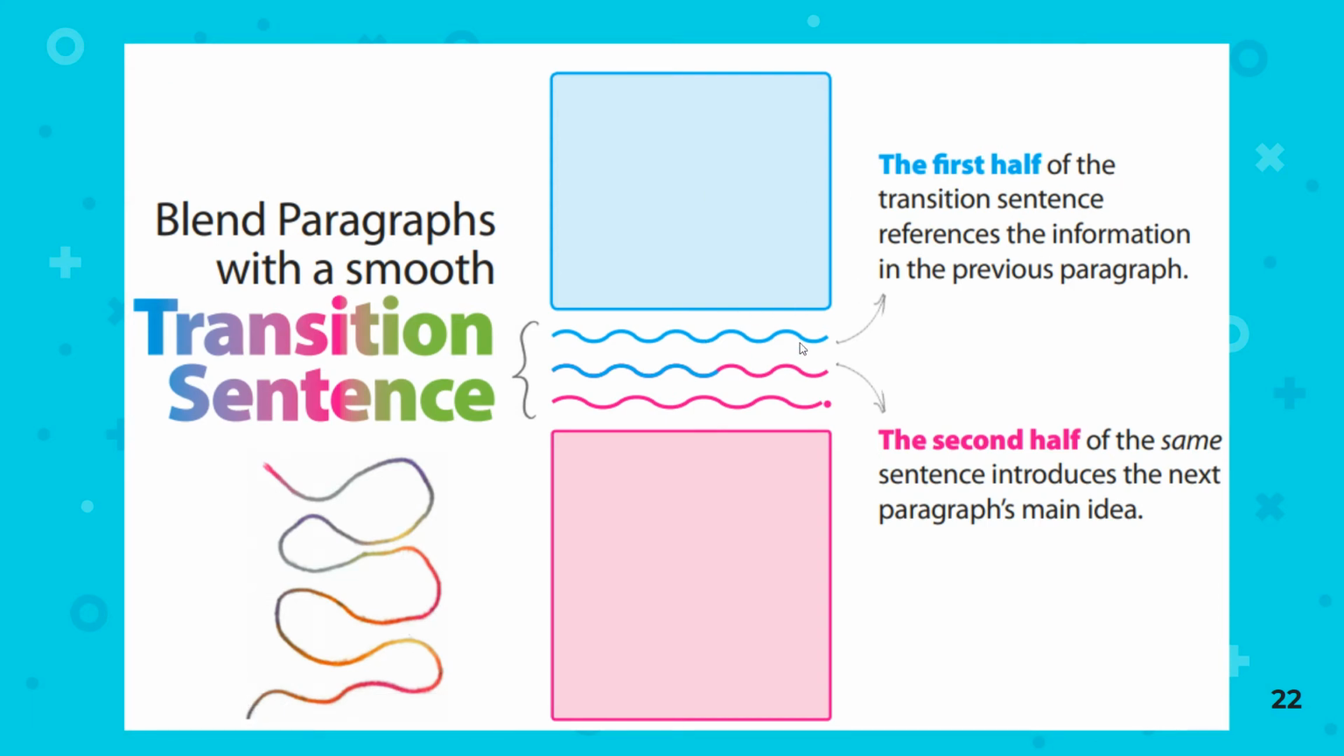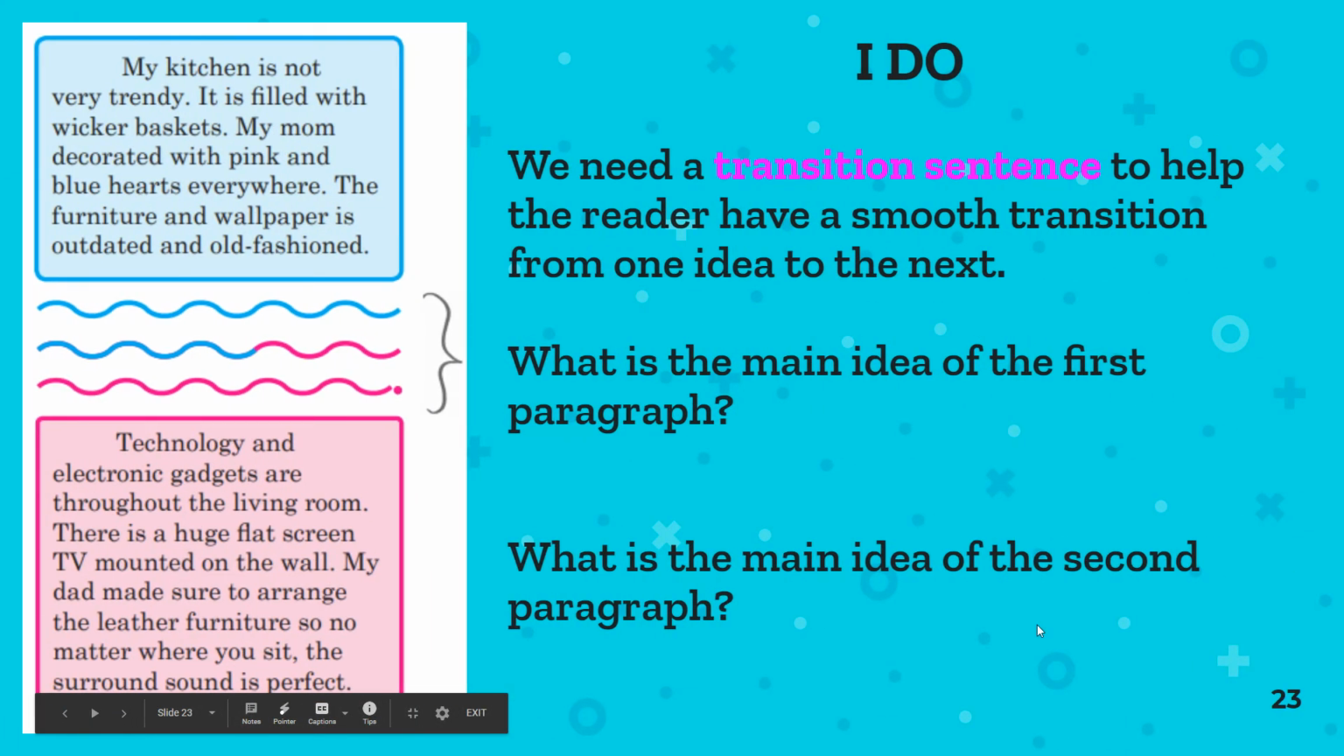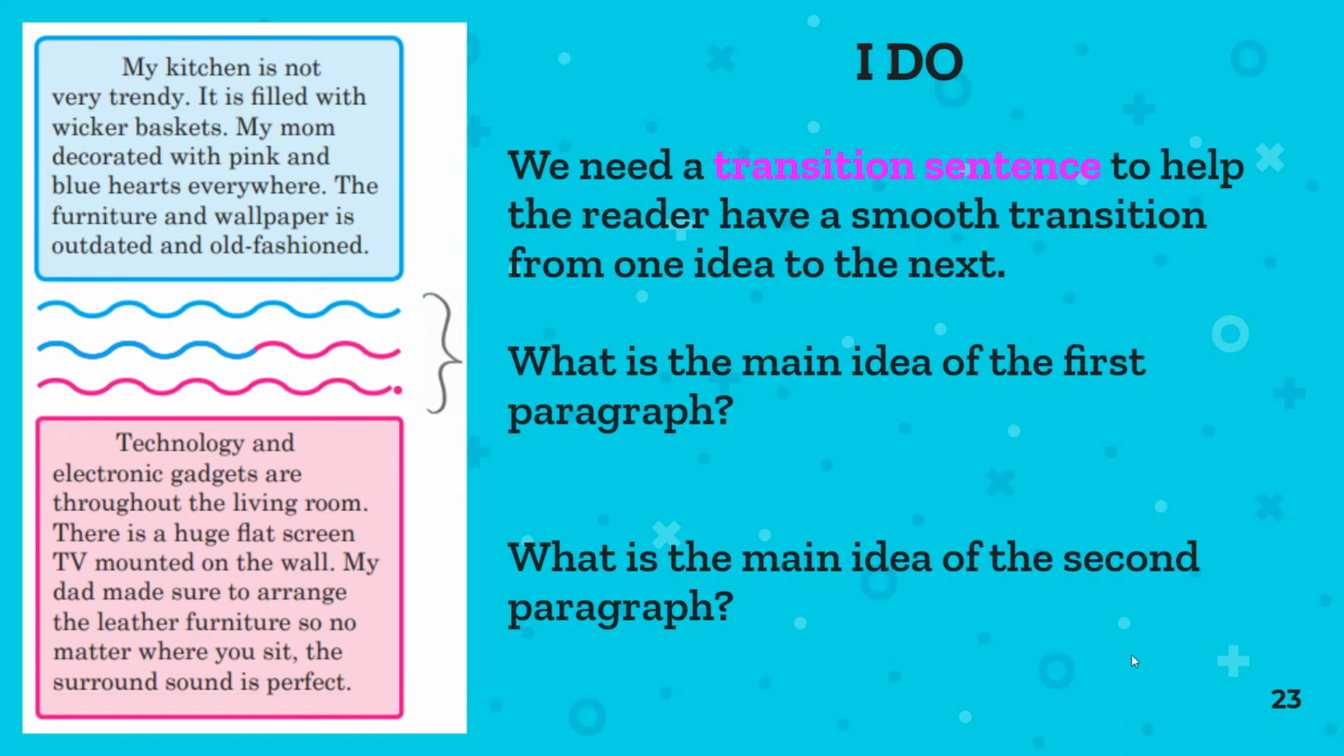The first half of the transition sentence refers to the information in the previous paragraph. The second half of the same sentence introduces the next paragraph's main idea. Let's look at an example. My kitchen is not very trendy. It is filled with wicker baskets. My mom decorated with pink and blue hearts everywhere. The furniture and wallpaper is outdated and old-fashioned.